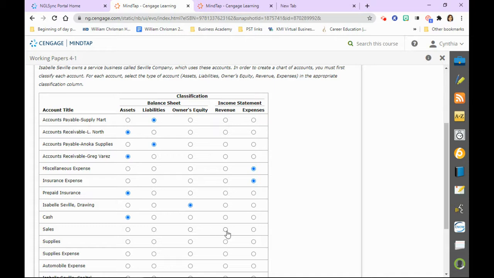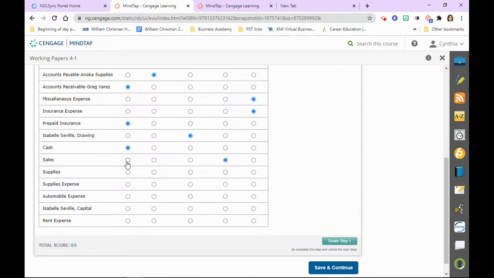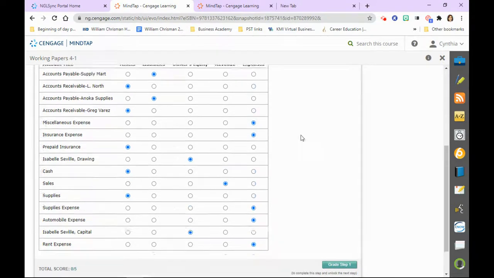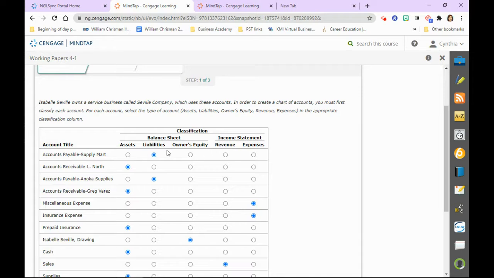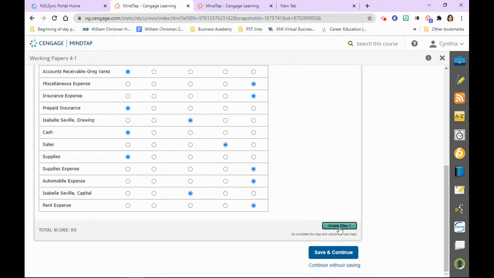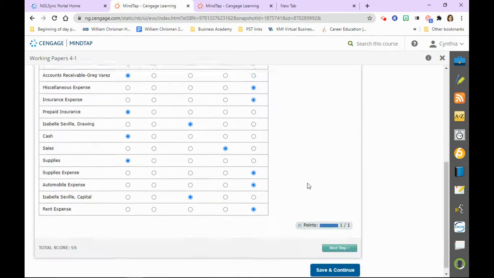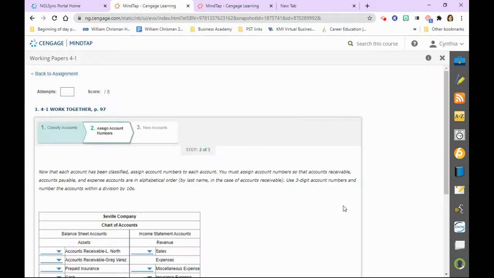Cash, asset. Sales is a revenue account. Supplies is an asset. Supplies expense. Automobile expense. Capital is an owner's equity, and rent expense. That's all that's asking you to do, is to tell which of the classifications it is. Then you're going to grade step 1, and you're going to go to the next step.